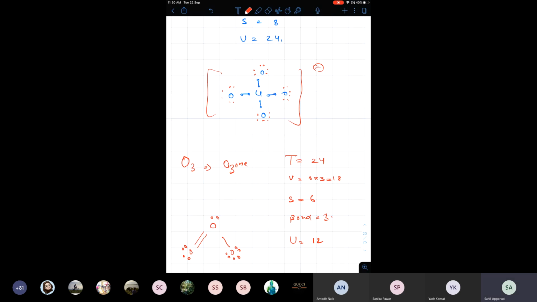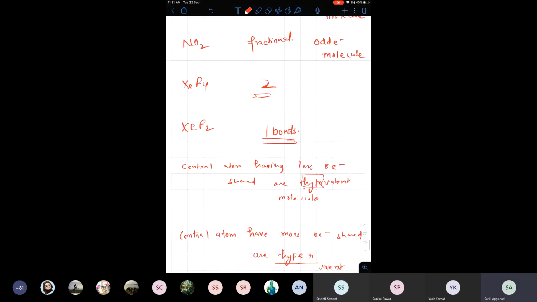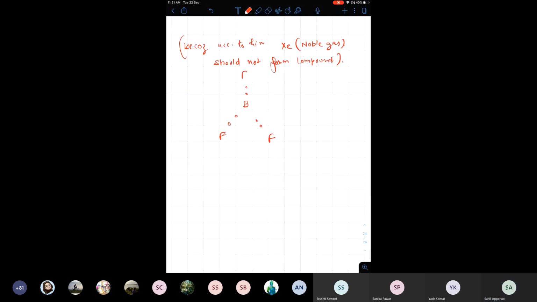Sir, that means Lewis dot structure is not applicable for noble gas. Yes, Anya, that's what we have written. Sir, can you please explain how BF3 is a hypovalent molecule? If I make the structure of BF3, we can have only 6 shared electrons, because the valency of fluorine is 1, right? Yes, sir. So there can be only 6. Okay, sir. Got it. Thank you.